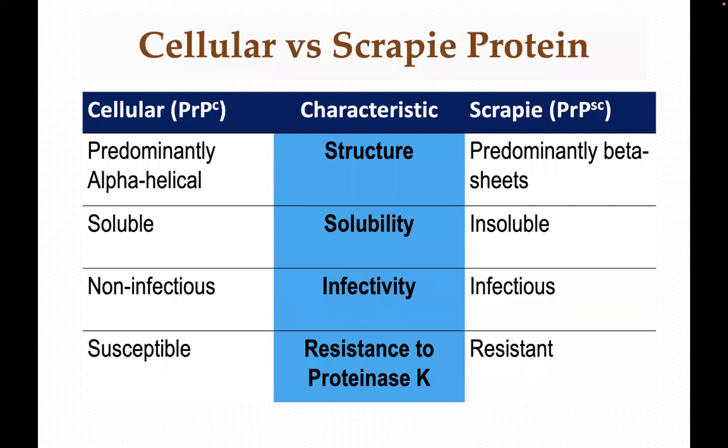And then another thing is that in terms of resistance to proteinase K, the cellular PrPC can be degraded by proteinase K in the cell, while the scrapie is resistant to degradation by the proteases.